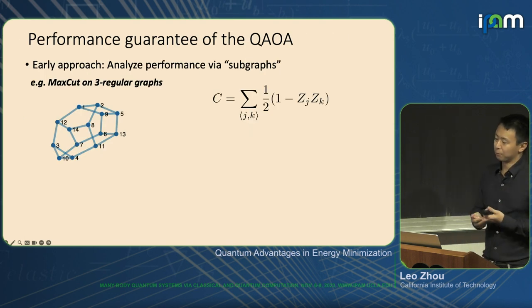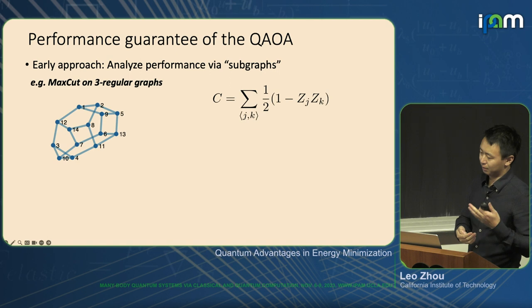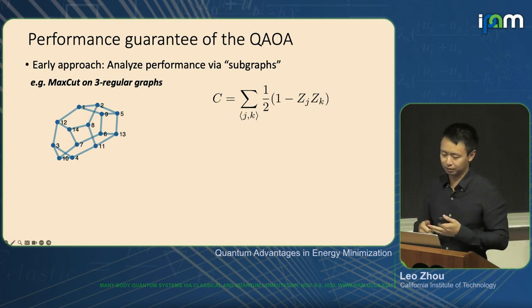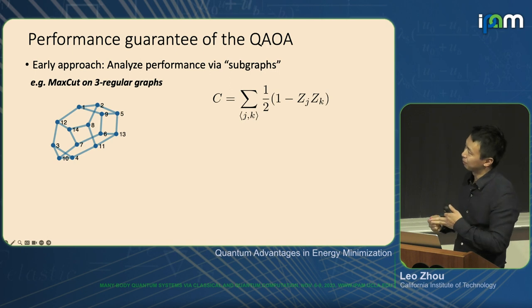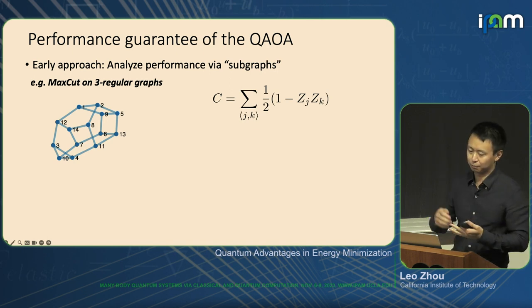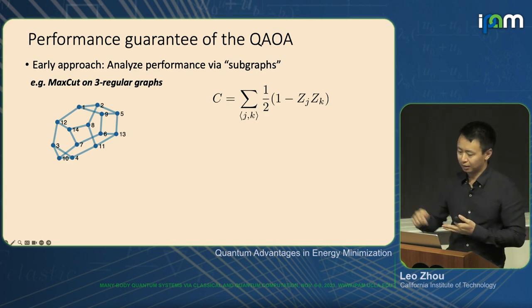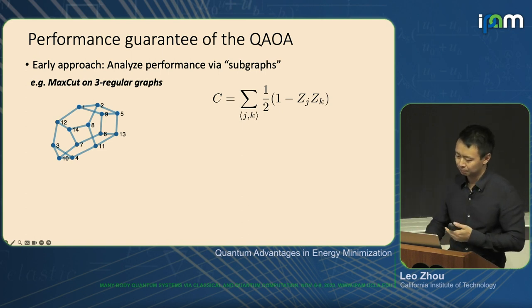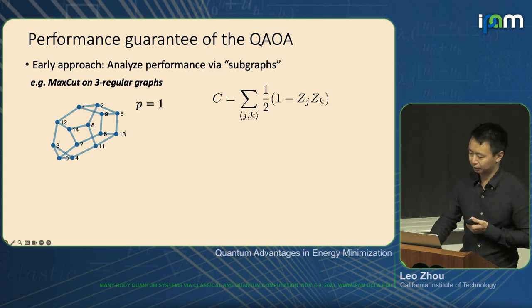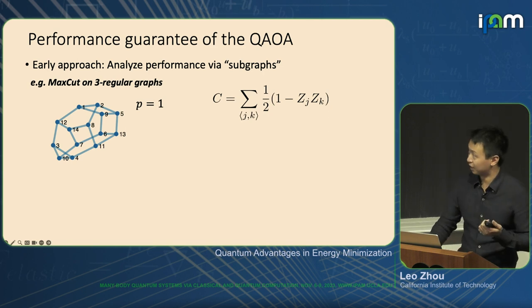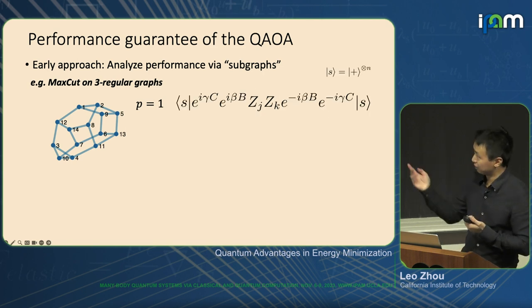Now, when the QAOA was first proposed, it was an exciting result because you can actually rigorously prove performance guarantees for this algorithm using something called the subgraph picture. So consider, for example, the problem of max cut on three regular graphs. By three regular, I mean every vertex in the graph is connected to exactly three other vertices. And the cost function is shown again there in the Pauli-Z basis. Now, if you consider the lowest depth QAOA at p equals 1, the performance of the algorithm can be evaluated independently for each edge, jk, which contributes the following term.